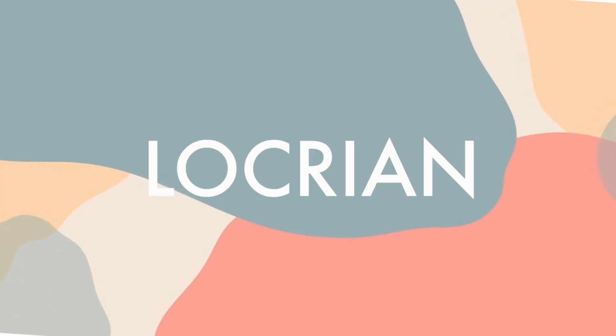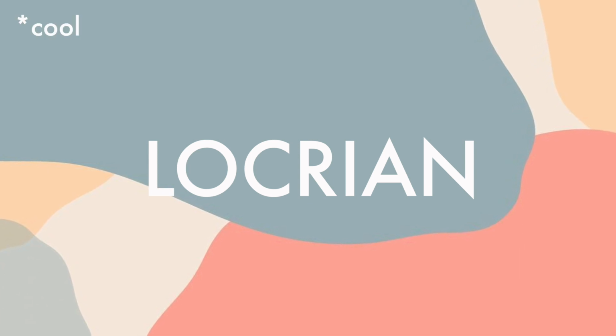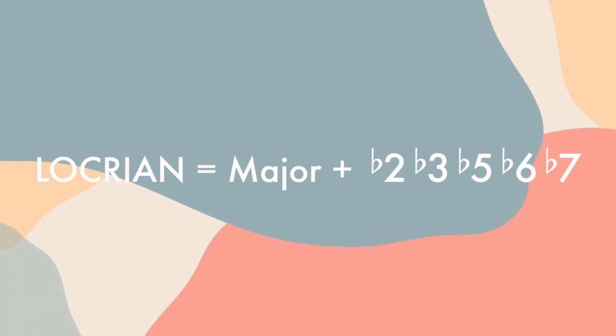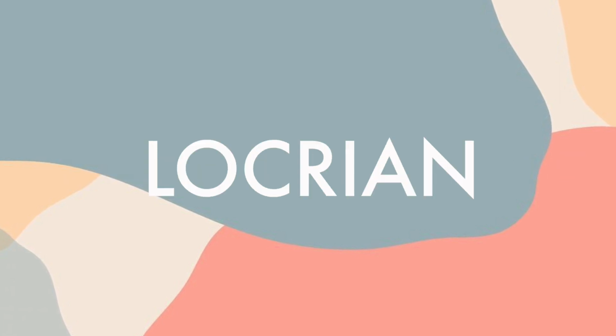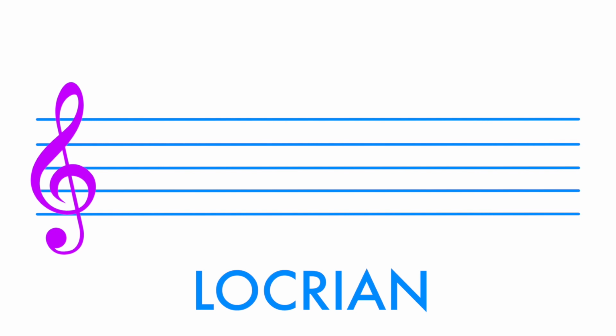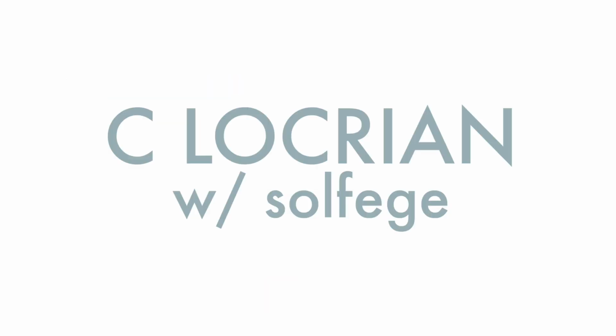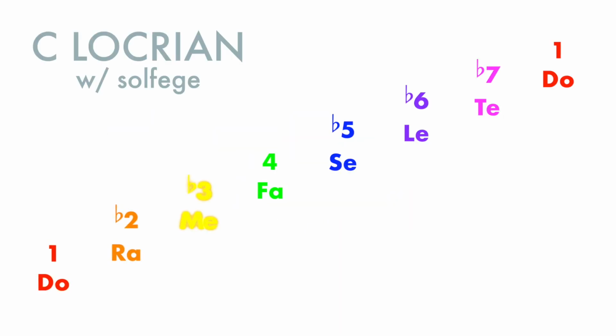The seventh and final mode, depending on where you're starting, is Locrian. It can be thought of as the major scale starting on the seventh scale degree, or ti, or as the major scale with a lowered second, third, fifth, sixth, and seventh. Locrian has a diminished vibe and sounds like this. Locrian can be played over a half-diminished flat 9 chord. And here's C Locrian with solfege. Do, ra, mi, fa, se, la, te, do, te, la, se, fa, mi, ra, do.